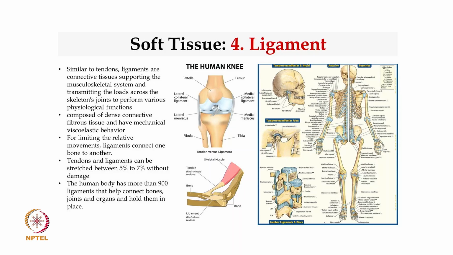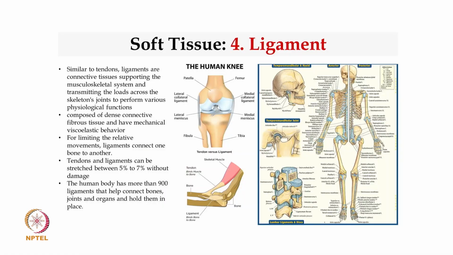There is another ligament which holds the knee together, which is the medial collateral ligament, and then you have the medial meniscus and lateral meniscus. Meniscus is a much softer soft tissue which is in between, kind of like a coating or a jelly in between, right? So ligaments are composed of dense connective fibrous tissues and have mechanical viscoelastic properties. Okay, for limiting the relative movements, ligaments connect one bone to another. So this is one of the primary objectives of the ligaments.